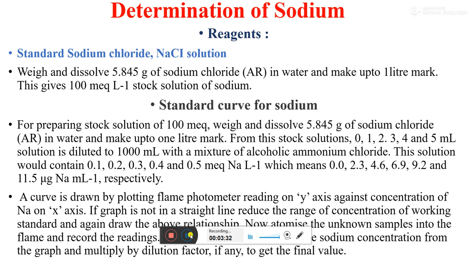From these samples, you have to prepare the graph. If this graph is not a straight line, you have to reduce the range of concentration of the working standard. After that, you have to atomize, that means feed or test the unknown sample into the flame and record the readings. Then calculate the sodium concentration from the graph and multiply by the dilution factor, if any, to get the final value.